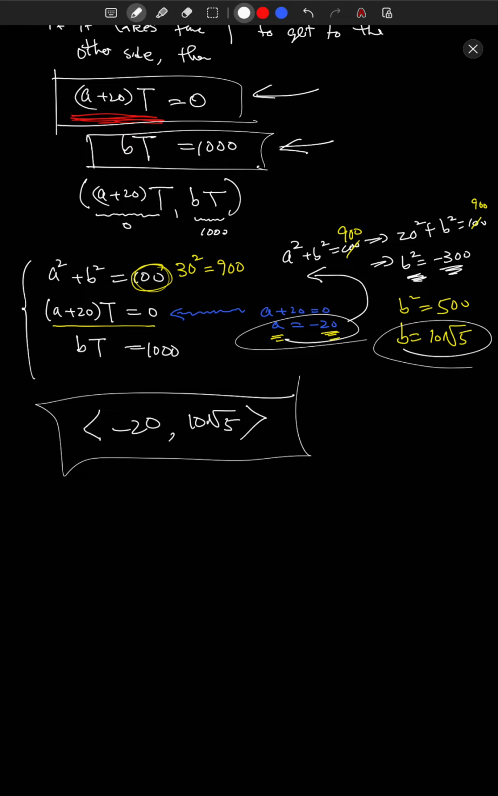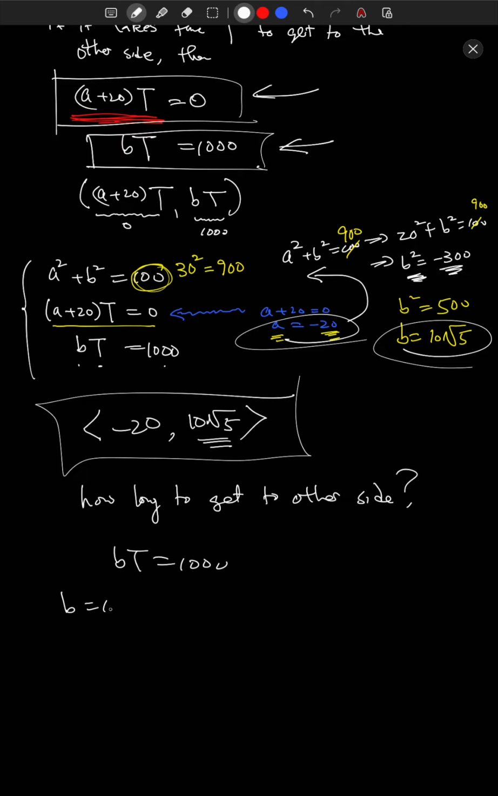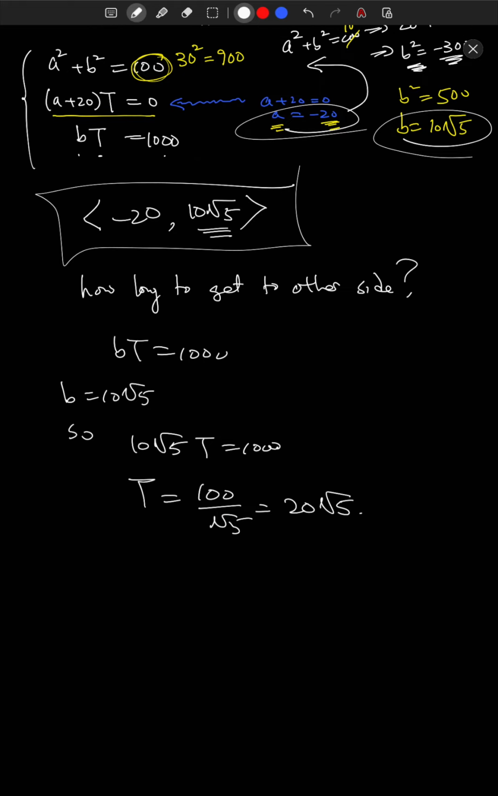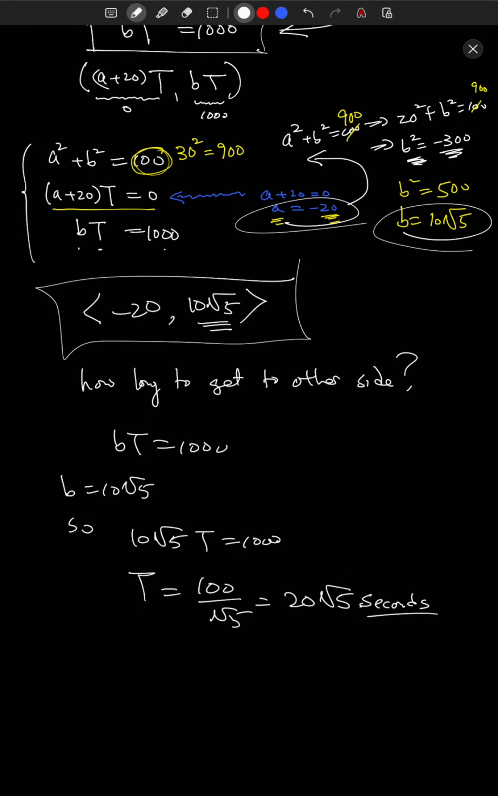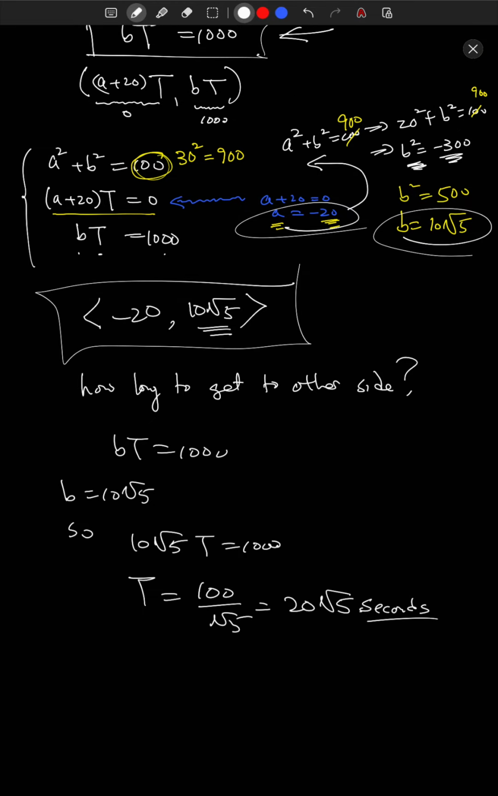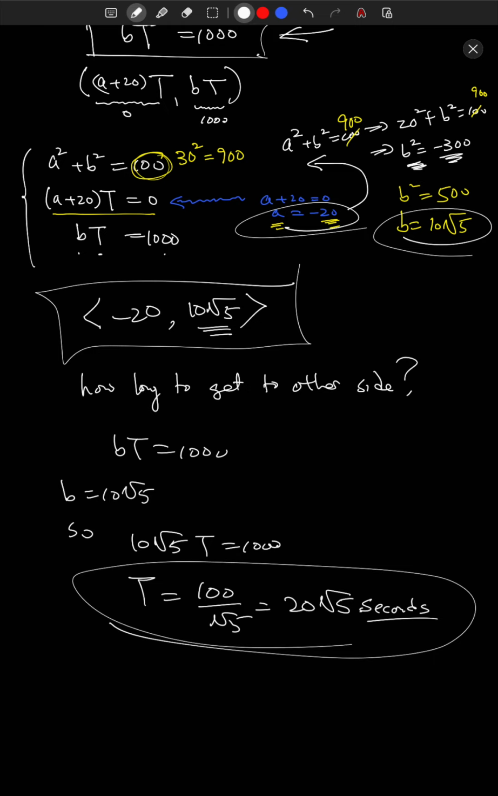And if we were asked how long it takes to get to the other side, well, bt has to be 1,000. We know b is 10 root 5, so 10 root 5 t is 1,000. And so t is equal to 100 over root 5. Let's rationalize that. So this is going to be 20 root 5 seconds. So we can still answer the question just as before. We know exactly what direction we need to row, and we know exactly how long it takes to get to the other side.